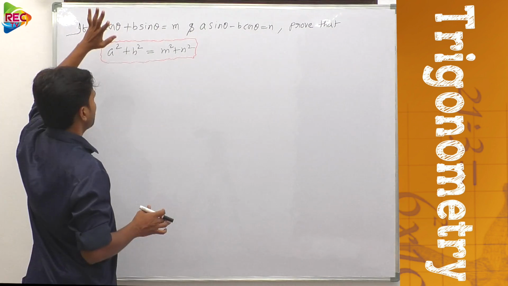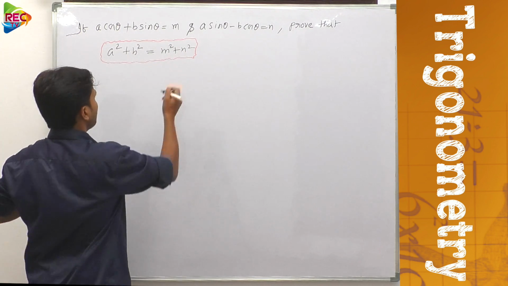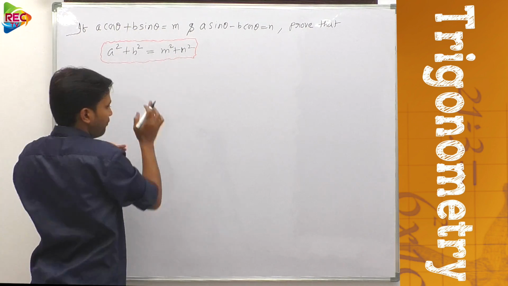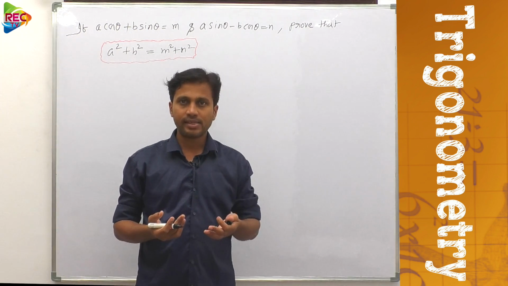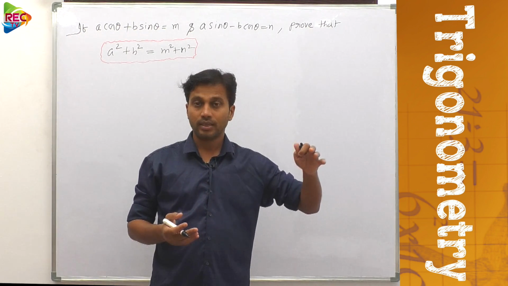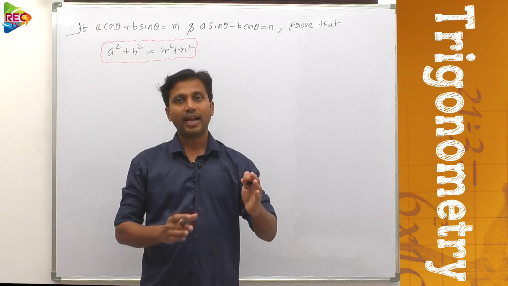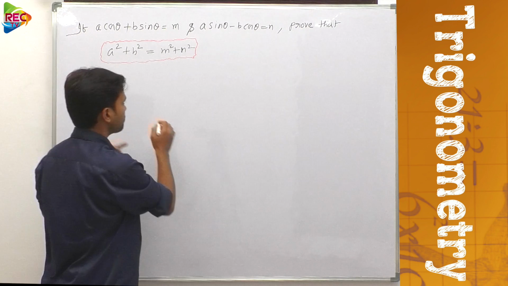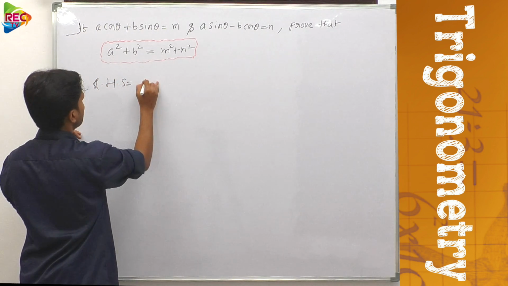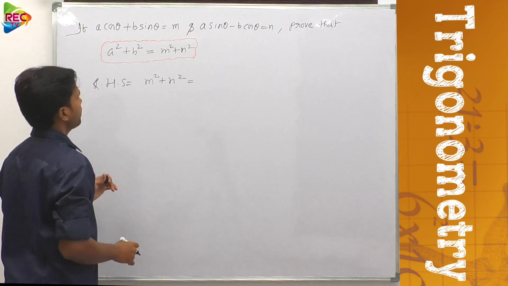Now let us take it in reverse. We will take here this is LHS and this is RHS. Every time usually we take LHS and do some process and then we obtain the RHS. But now we are doing in reverse. Now we take RHS and we will obtain LHS. Now what is RHS part? RHS part is m square plus n square.